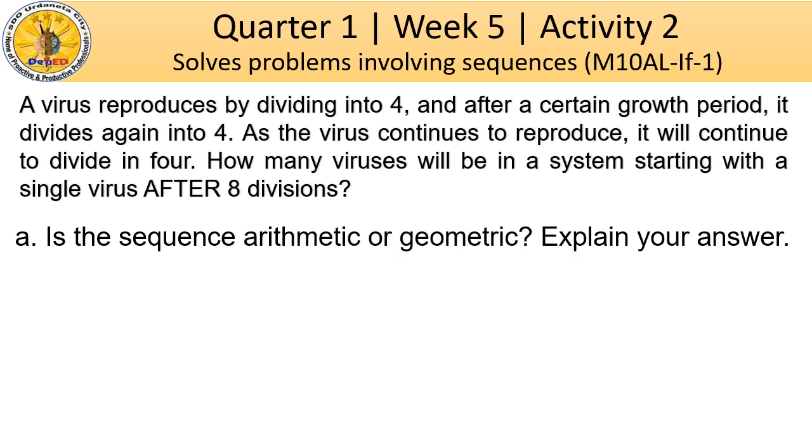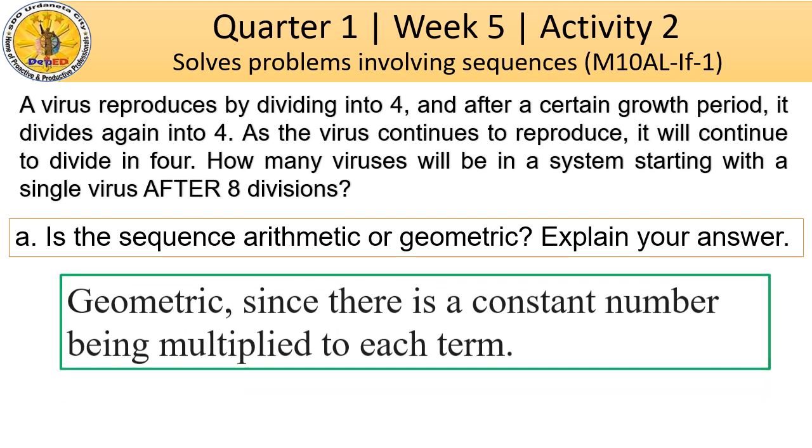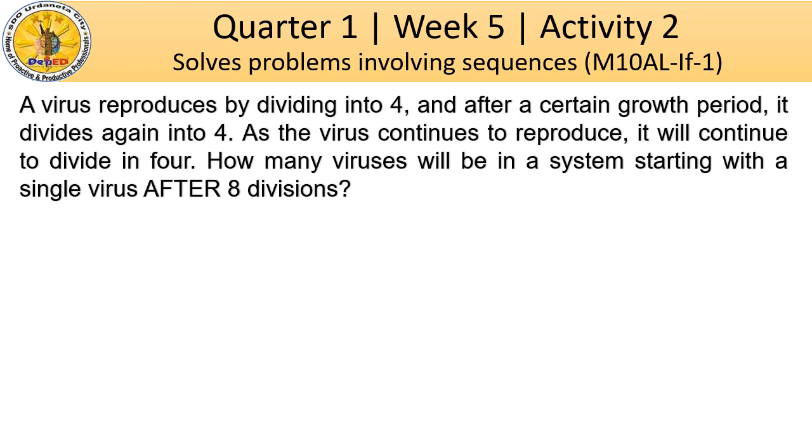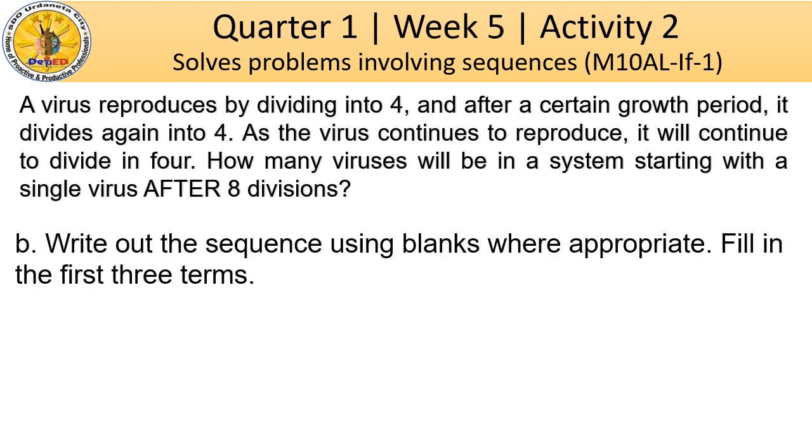Is the sequence arithmetic or geometric? Explain your answer. Geometric, since there is a constant number being multiplied to each term. We have 1, 4, 16, and so on. We get the following term by multiplying the preceding term by 4. Write out the sequence using blanks where appropriate. Fill in the first 3 terms. So we have 1, 4, and 16.